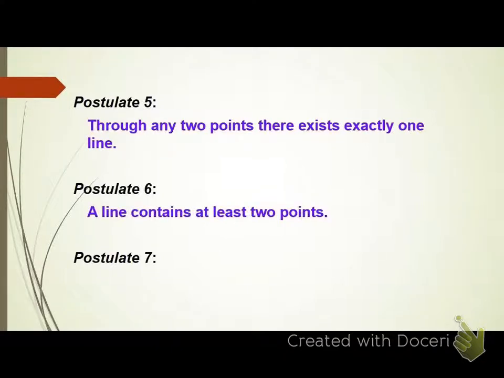The next postulate says what sounds to be the same, but it's sort of in reverse. A line contains at least 2 points. You can't have a line that contains only 1 point. That doesn't make sense. So you need to have at least 2 points. And we already talked about how lines have quite a few more than even 2 points.